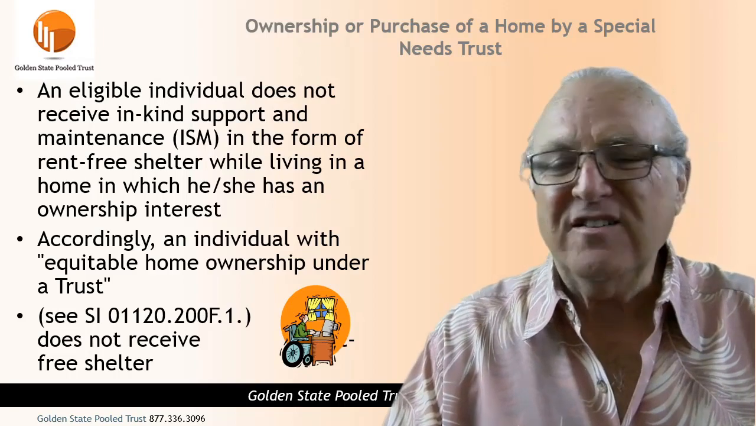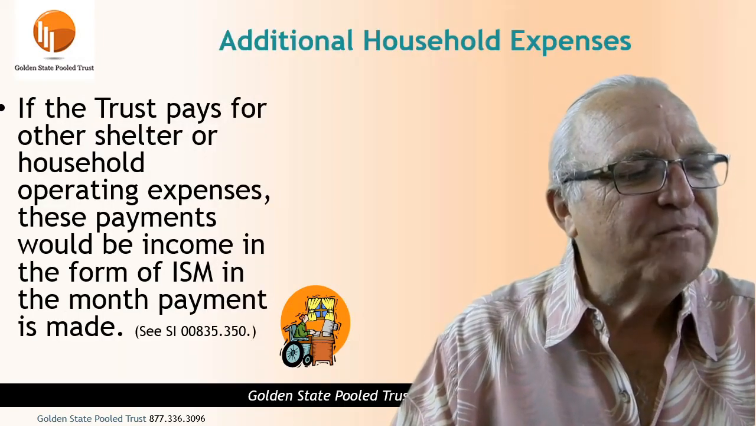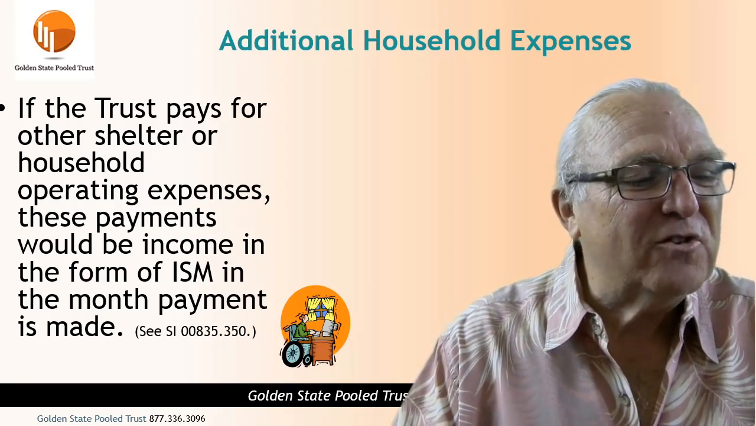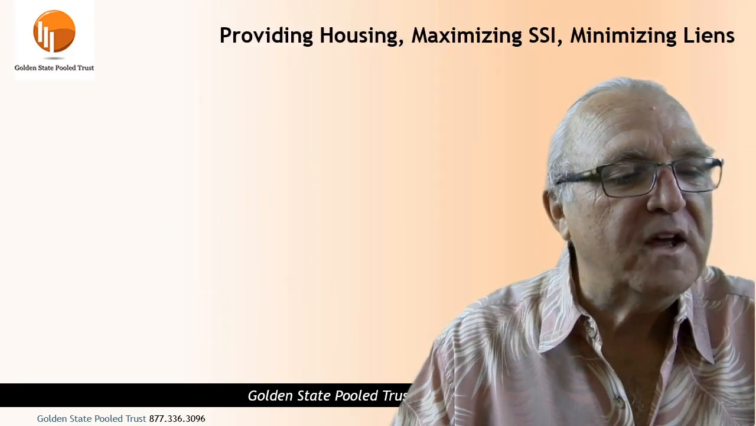Well, that's all fine and dandy, but what if she likes heat and electricity? If the trust pays for other shelter and household operating items, these payments would be in-kind support and maintenance in the month that they're made.